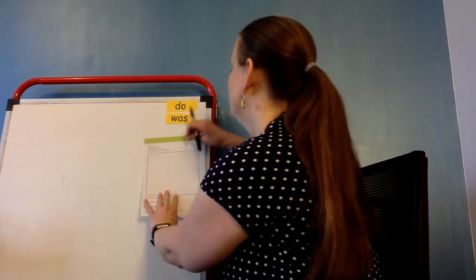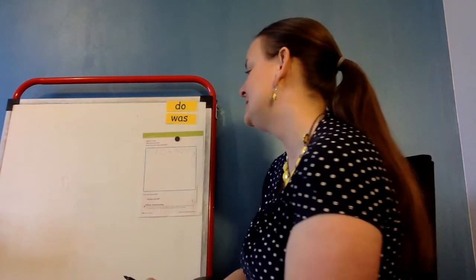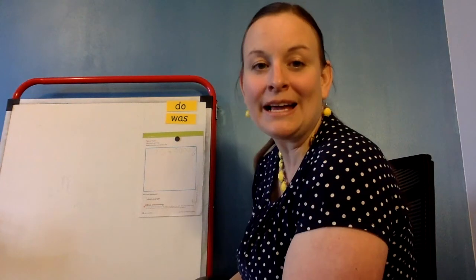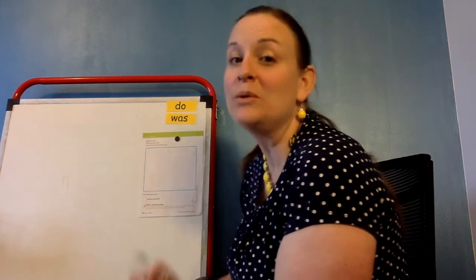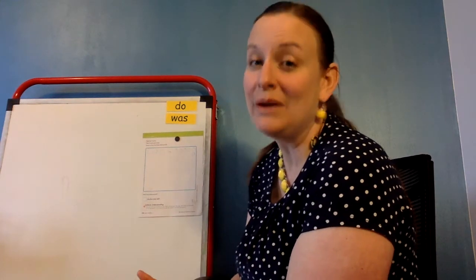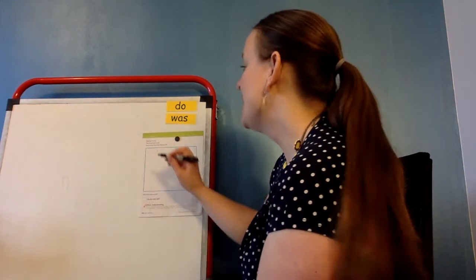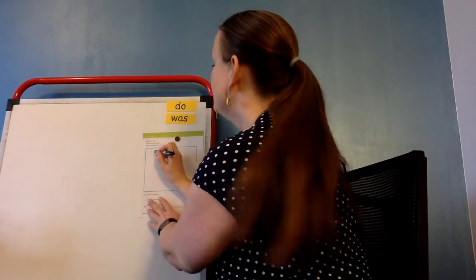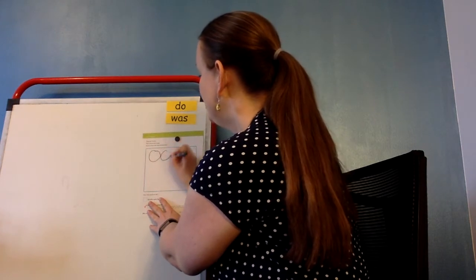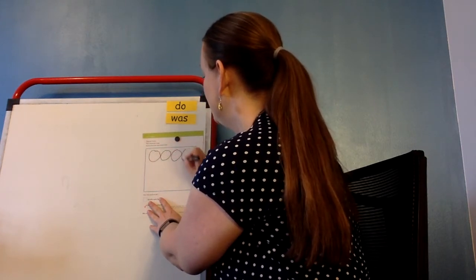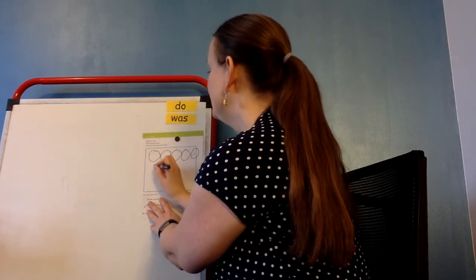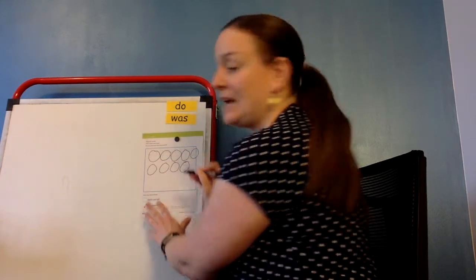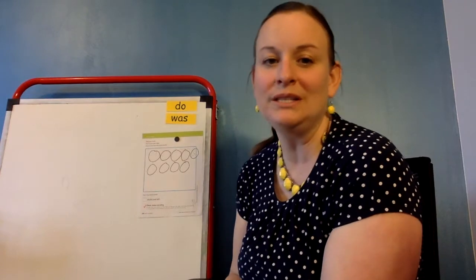Now, let's go to the other side. It says there are 9 ducks. So if you want to draw ducks, go ahead and draw the 9 ducks, but I'm just going to draw circles and I'm going to draw them in a 10 frame. So I'm going to draw 1, 2, 3, 4, 5, 6, 7, 8, 9. Oh, that's, you can see better.